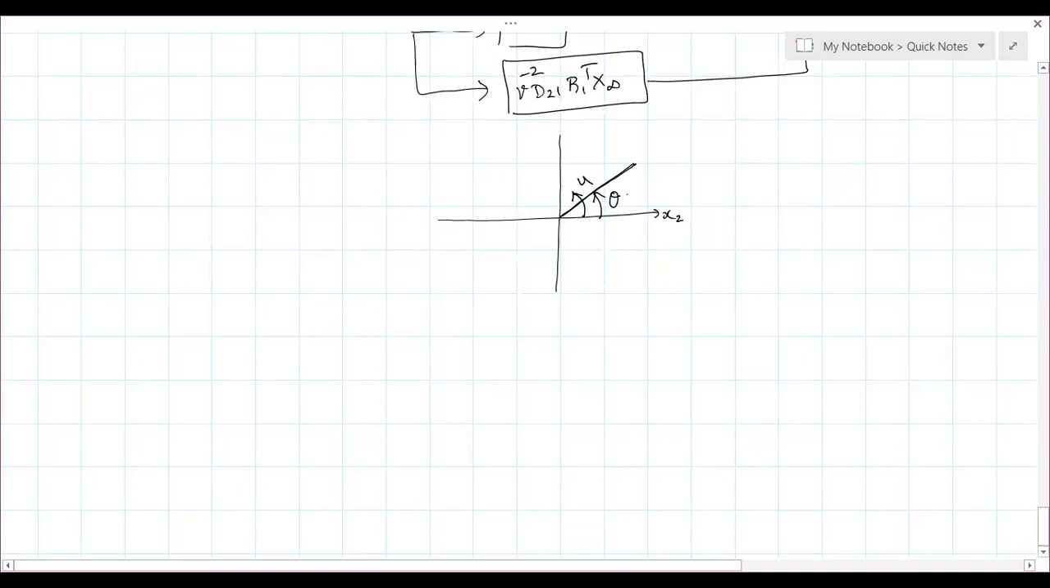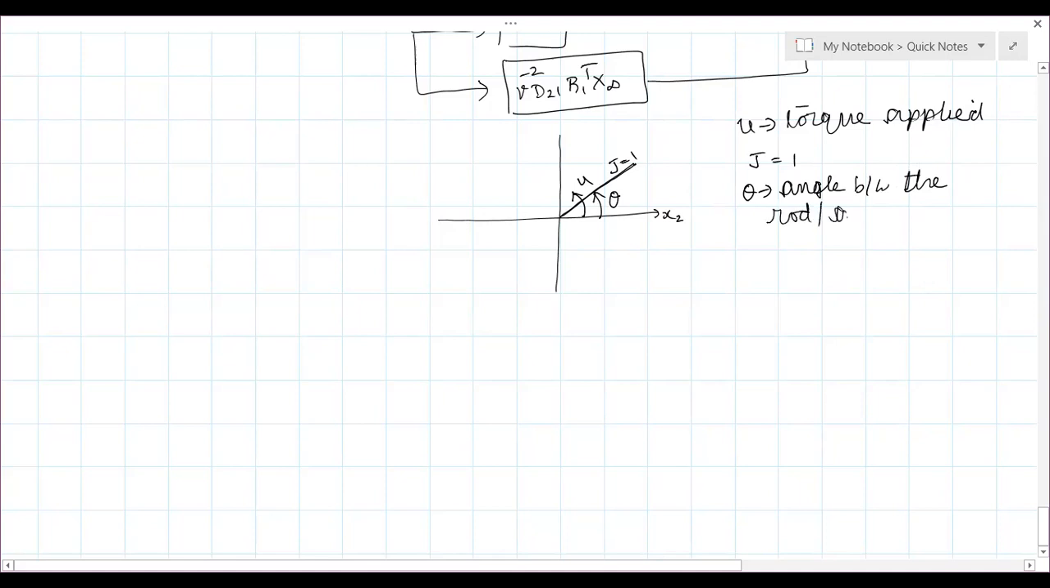So U is the torque applied, right? U is the torque applied. Okay, and you assume that this J, the moment of inertia for this axis, is equal to 1. Okay, and theta is the angle between the axis, the axis means this rod actually, okay? Between the rod or the axis and the x-axis.